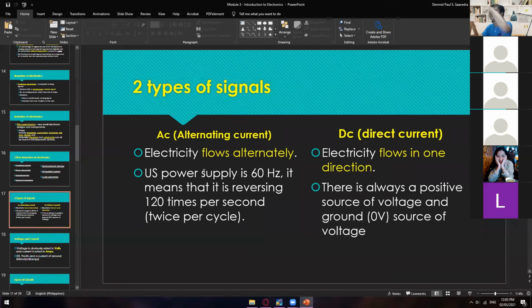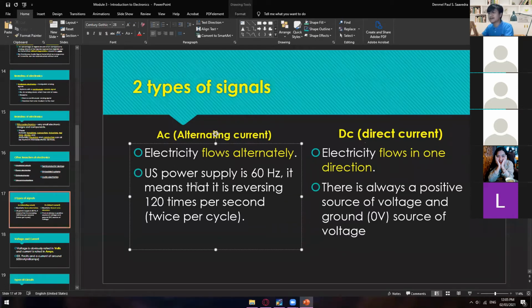Anyway, you guys want to know what an AC is. This one flows alternately. And we have DC, which only flows in one direction. So it could be negative or positive only, but mostly when it's DC, it's positive. And of course, when you say AC, recall it has an amplitude. So it could be 60 hertz, 100 hertz, 20 hertz, etc.